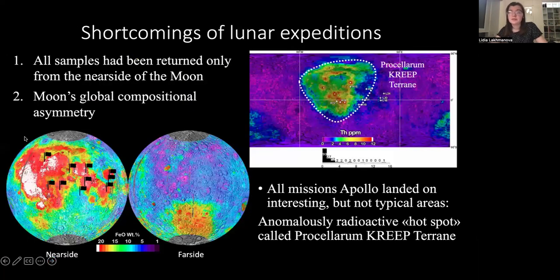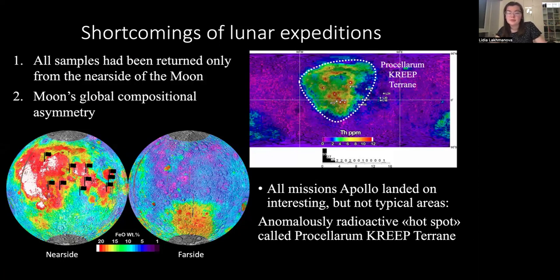Unfortunately, lunar expeditions have some significant shortcomings. As you can see, all missions have returned rocks only from the near side of the moon. They are shown on the map with flags. It follows that the samples from these missions have provided only a limited understanding of the origin and evolution of the moon.